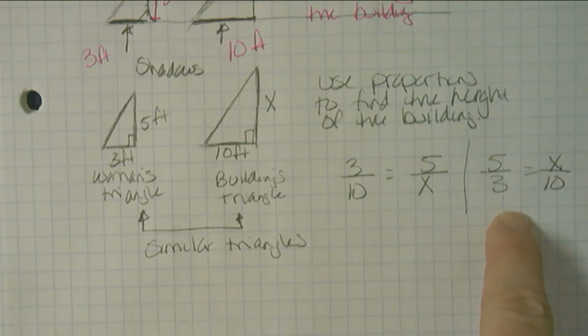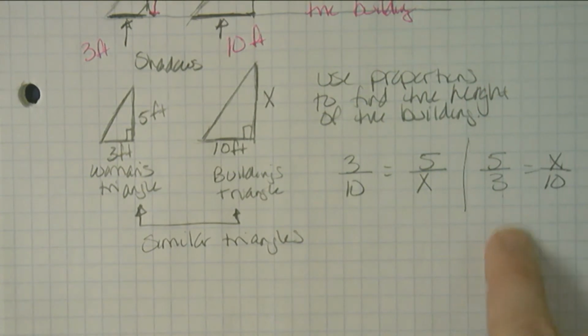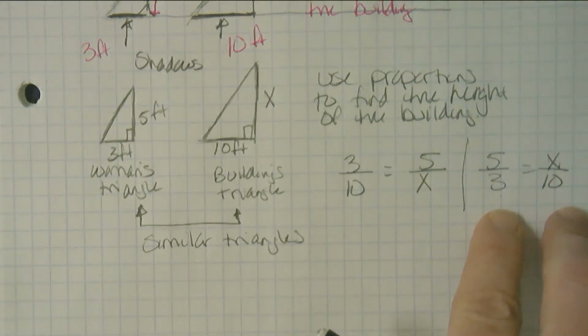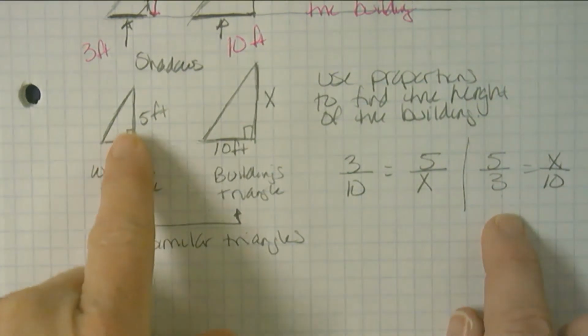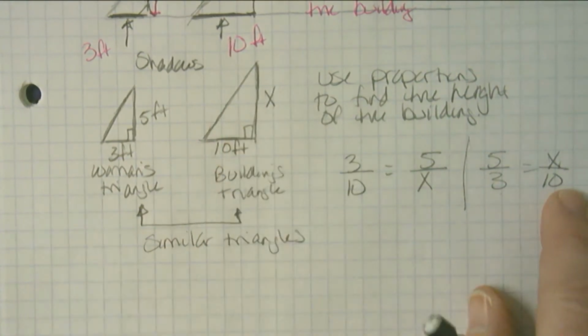Who did the second one for me? Melissa, was that you? What did Melissa use to create my second proportion? What did she use in her fractions? Come on, I need you guys understanding that. What did she use for her fractions? Lily? Yeah, so she's using the measurements from the woman to create the first fraction. She's using the measurements for the building to create the second.